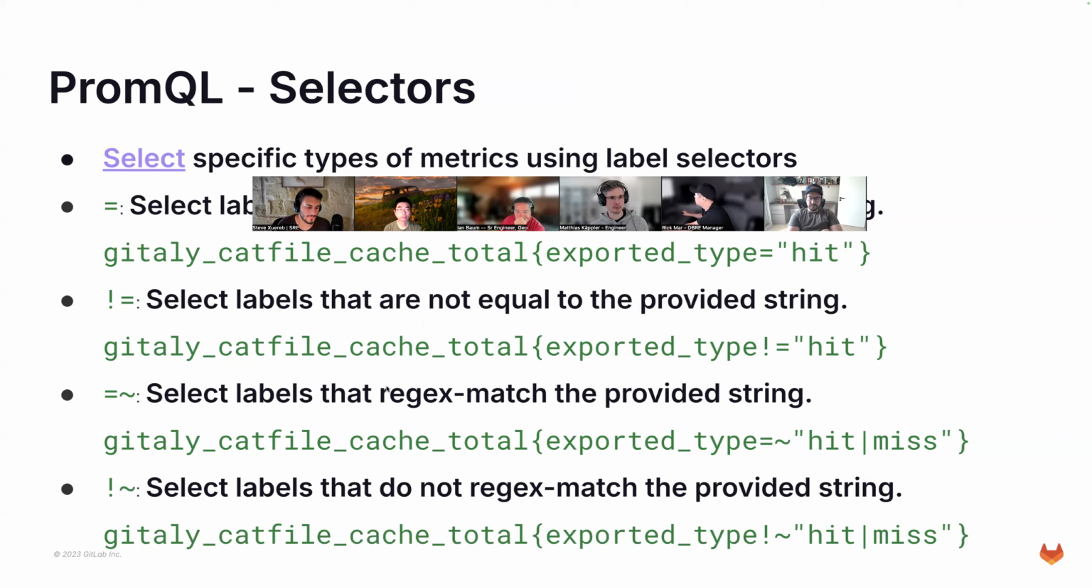So that's how you do selectors. You can define multiple ones. For example, you can define exported type, and if this provides another value, for example, the Gitaly instance, you want to filter for a specific Gitaly instance, you do that.